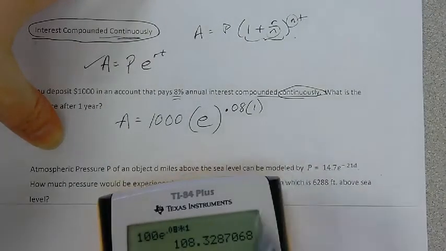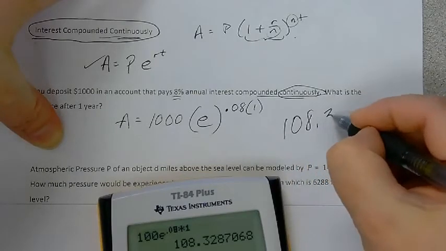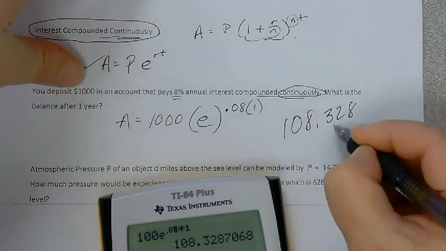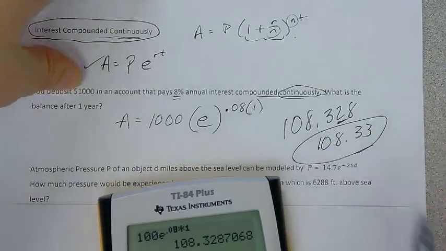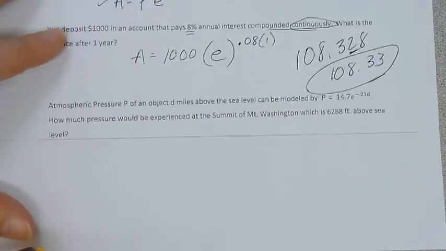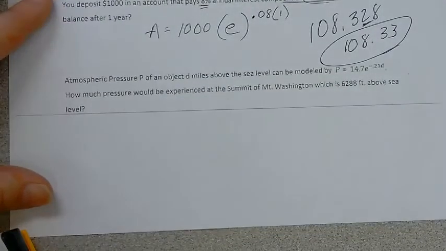And I get 1,083.28. But since I'm talking about money, I know that it needs to be $1,083.28. Money will always go 2 decimal places. Okay, let's look at this next one.